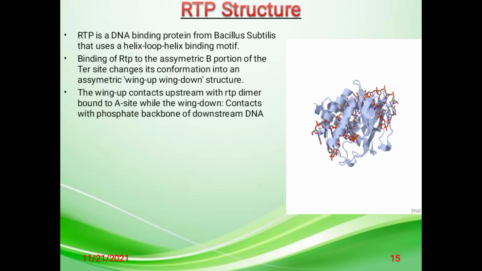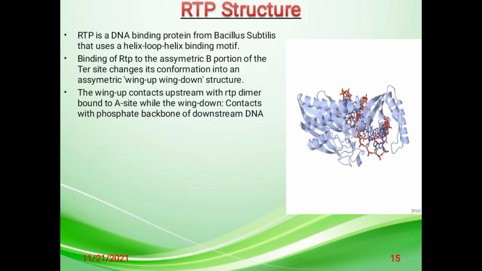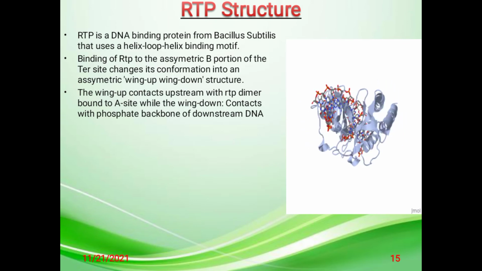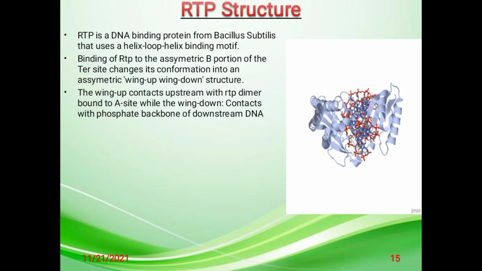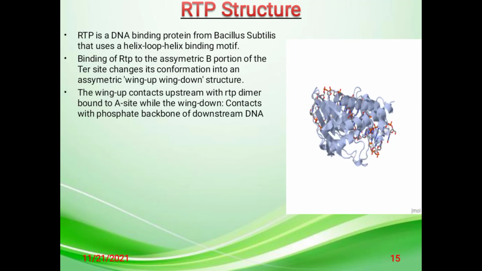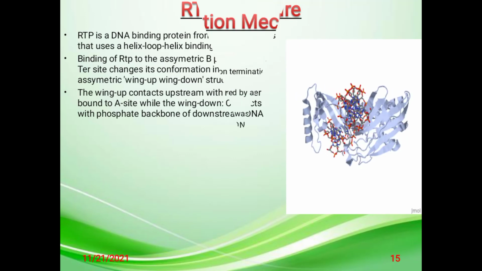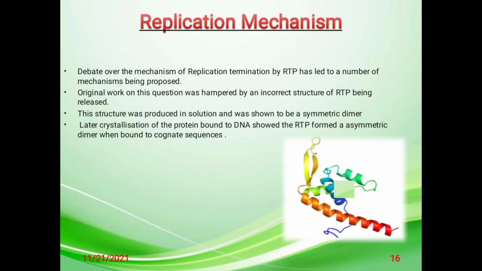Next is RTP structure. RTP is a DNA binding protein from Bacillus that uses a helix-turn-helix binding motif. Binding of RTP to the asymmetric B portion of the Ter site changes its conformation into an asymmetric wing-up, wing-down structure. Then next, replication mechanism. Debate over the mechanism of replication termination by RTP has led to a number of mechanisms being proposed. Original work on these questions was hampered by an incorrect structure of RTP. This structure was produced in solution and was shown to be a symmetric dimer.